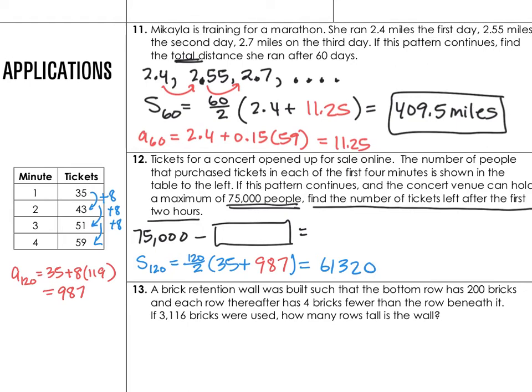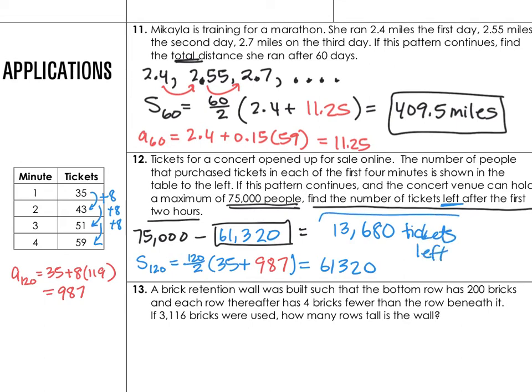Now, that's not the answer to our question. That's how many tickets were sold in the first 2 hours. To see how many are left, then I got to subtract that from the 75,000. What does that give us? 13,680 tickets left.